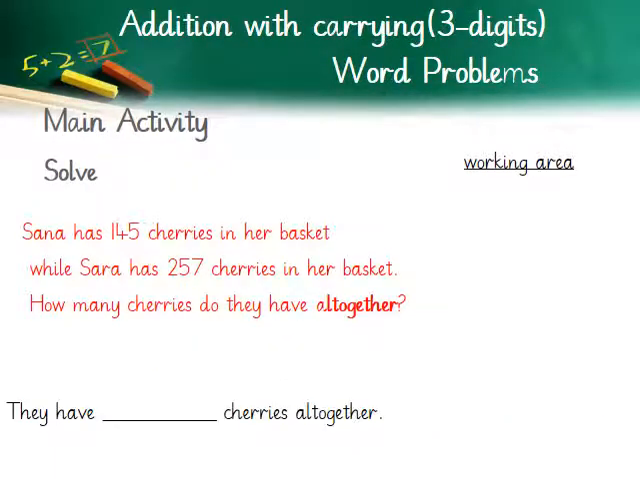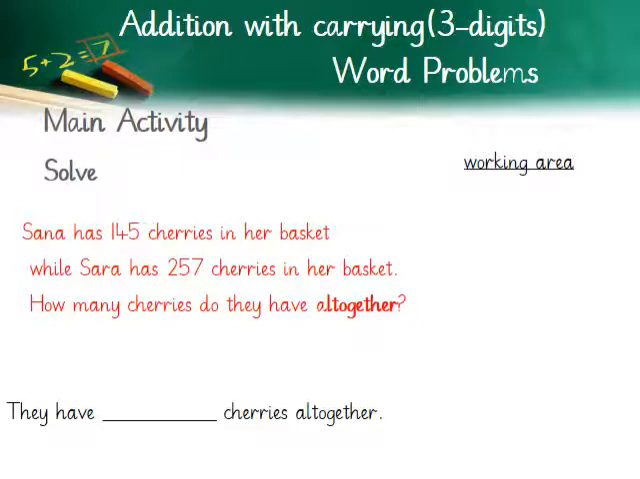Alright children, let's do some more practice for word problems. The given question is, Sana has 145 cherries in her basket and Sarah has 257 cherries in her basket. How many cherries do they have altogether? Yes, you know the steps of word problems. First of all, you will make the statements for the given numbers, and then you will make a sum with the help of the given numbers. And at the end you will write the answer in the form of an answering statement.